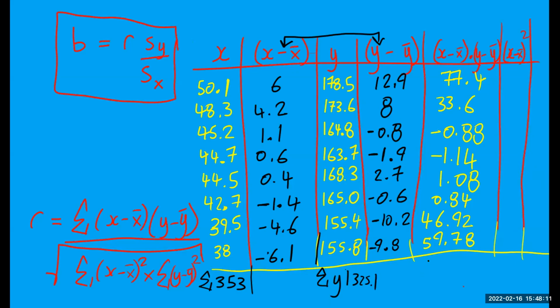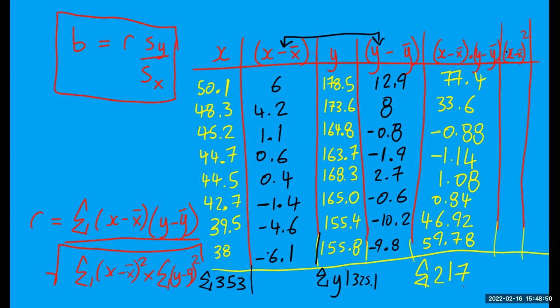We're going to get 77.4 plus 33.6 minus 0.88 minus 1.14 plus 1.08 plus 0.84 plus 46.92 plus 59.78. We'll add these all up, and I am getting that the sum is 217. Did you get 217? I wasn't actually calculating this one. All right, no problem.